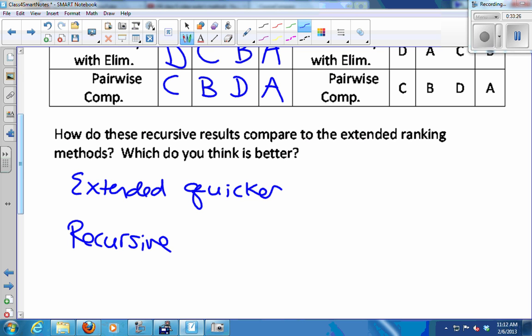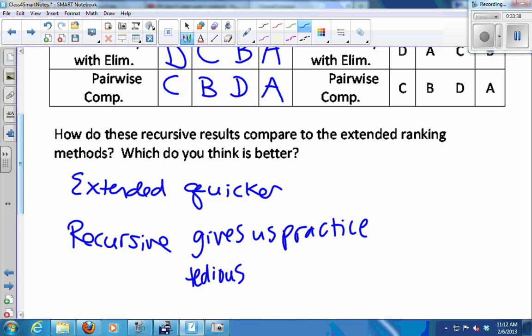Recursive gets us a lot of practice. But it's tedious. But we could get a computer to do it for us. It'd be pretty easy to program Excel to do this for you. And then it wouldn't matter that it's tedious.